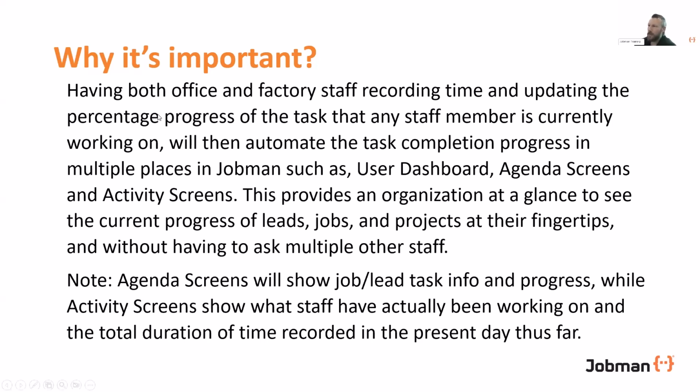So why is it important? Having both office and factory staff recording time and updating the percentage progress of a task that any staff member is currently working on will automate the task completion progress in multiple places in Jobman, such as the user dashboard, which we'll look at shortly, agenda screens, and also activity screens. This provides an organization, at a glance, the current progress of leads, jobs, and projects at their fingertips, without having to ask multiple other staff within the organization.